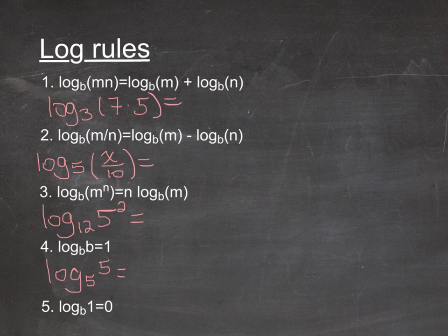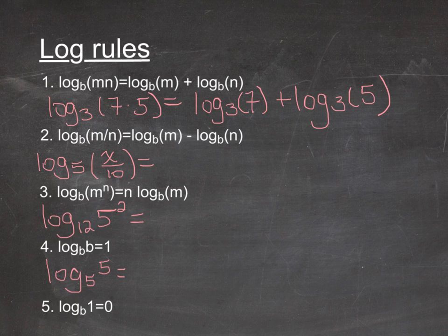I have some different things here. I can split up my logs if I have the same base, and they work either way. If I am multiplying two things together with the same base, I can split them up and add them together like this. Or if I'm adding two logs with the same base, I can bring them together as one logarithm and multiply. So if I had log base 3 of 7 times 5, that would be the same thing as log base 3 of 7 plus log base 3 of 5.